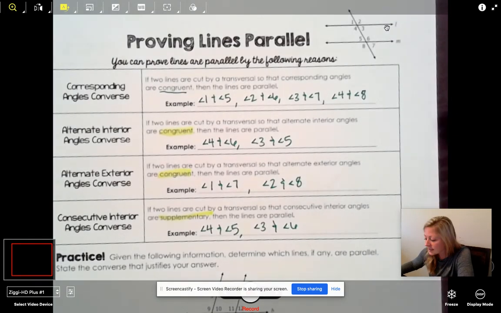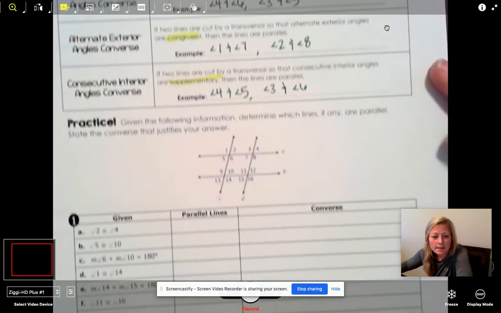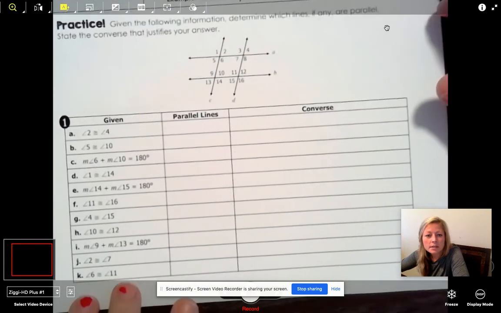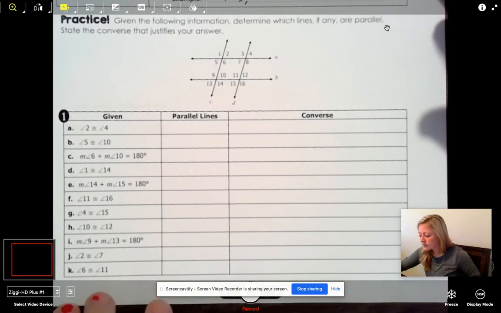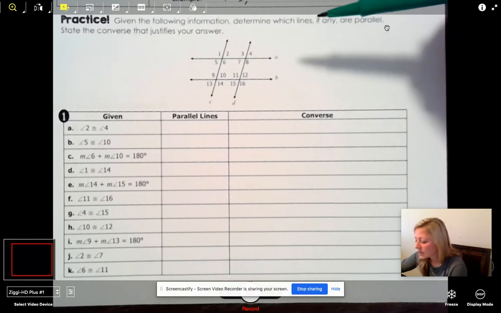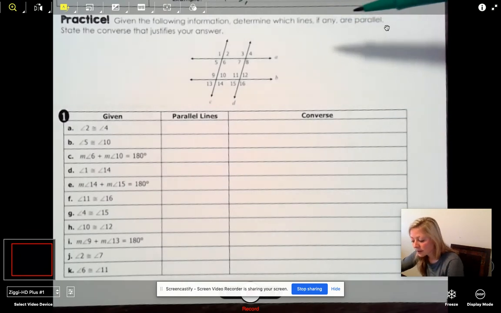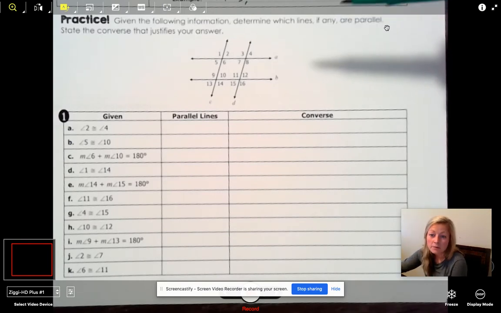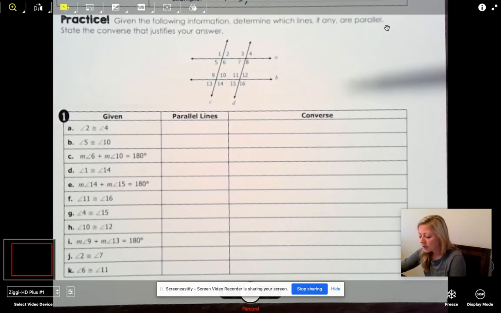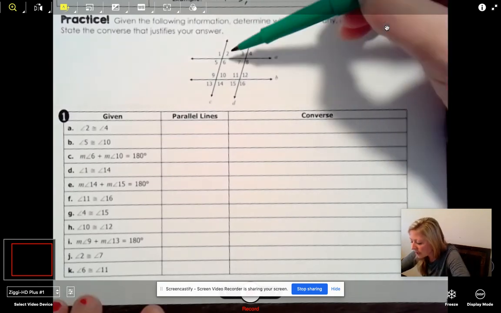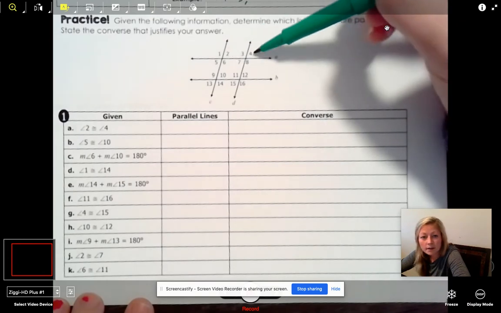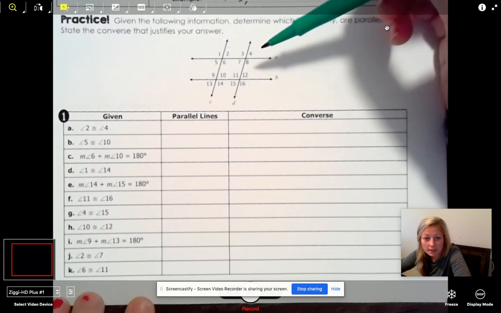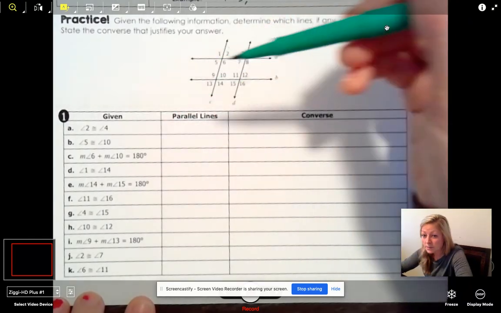Okay, let's look down here at this practice example. Will we fit on one screen? We'll get close. It says, given the following information, determine which lines, if any, are parallel. State the converse that justifies your answer, aka state what kind of angle pair they are. That's all that means. So if we look here, angle 2 and 4, those would be what kind of angles? Corresponding, and they're telling us they're congruent, which does give us parallel lines.